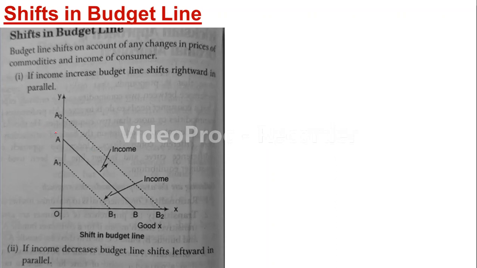In this diagram, let us take AB as our initial budget line. Imagine if the consumer's income is going to increase. So when the consumer's income increases, he will buy both the goods in more quantity. So at that time the budget line will shift rightwards. Now imagine if the consumer's income has decreased. When the consumer's income decreases, he will buy both the goods in less quantity. So the budget line will shift leftwards.